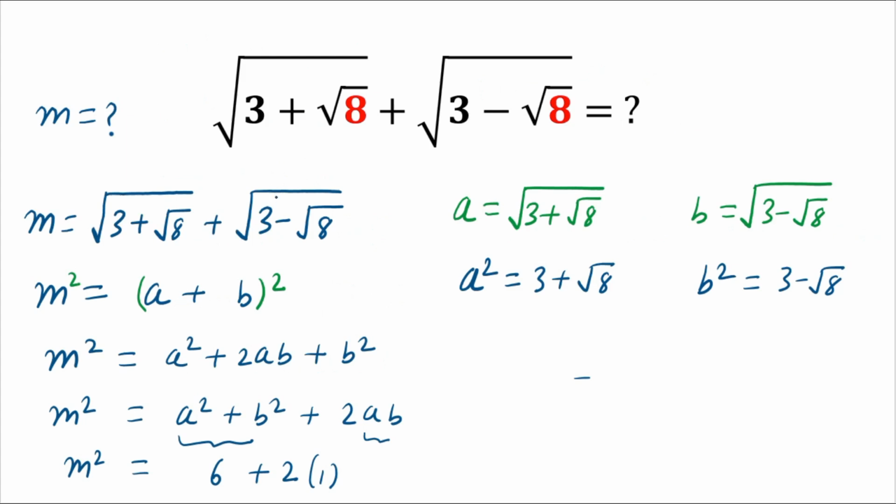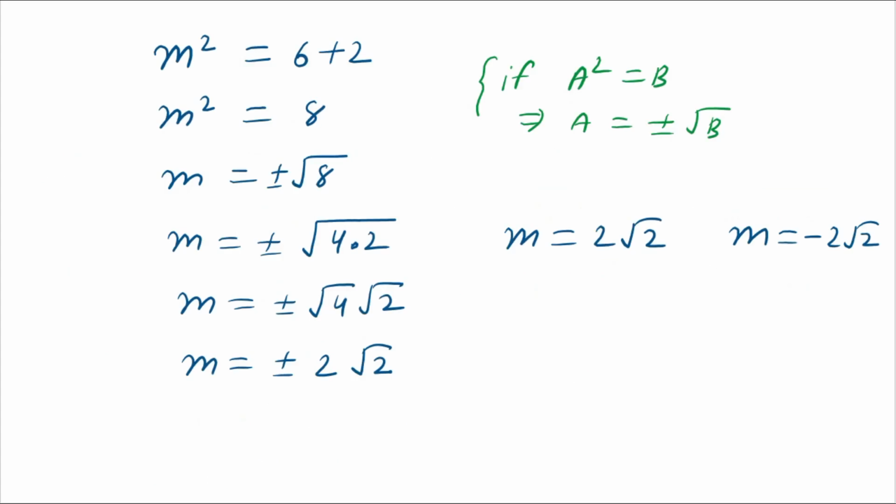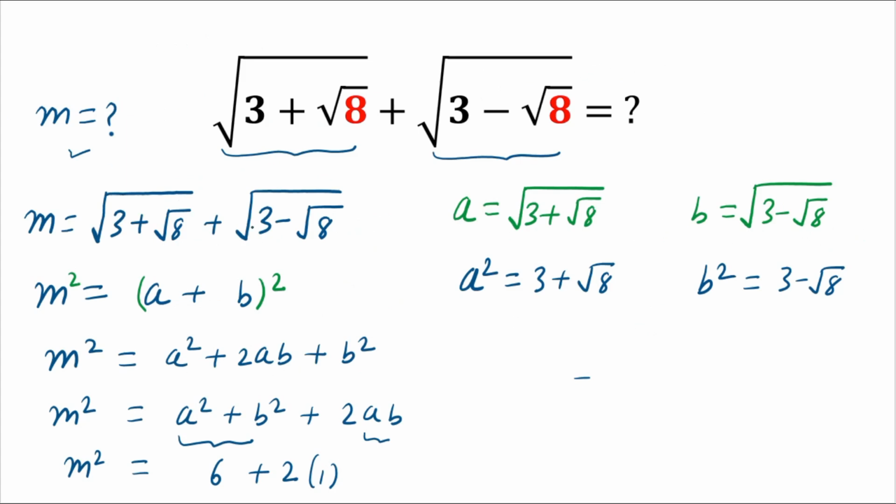Look carefully, this expression is positive and this expression is always positive. It means the value of m is positive. So this negative value of m is rejected. So our final answer is m is equal to 2 times square root of 2. So the value of this radical expression is 2 times square root of 2. This is our final answer.